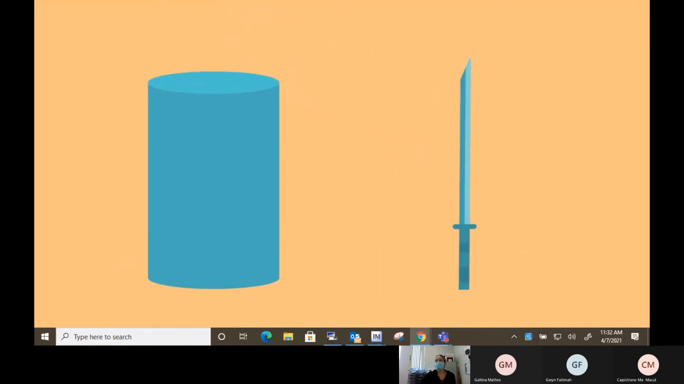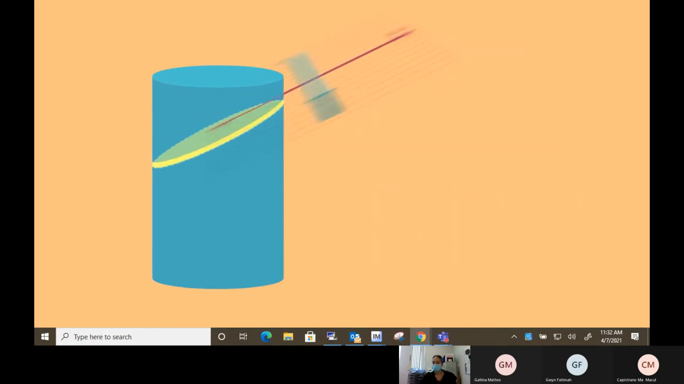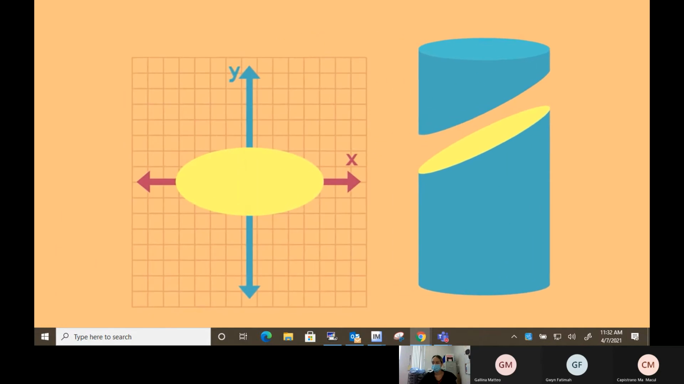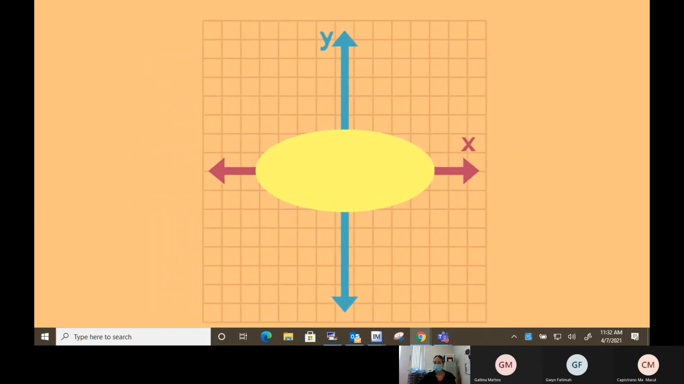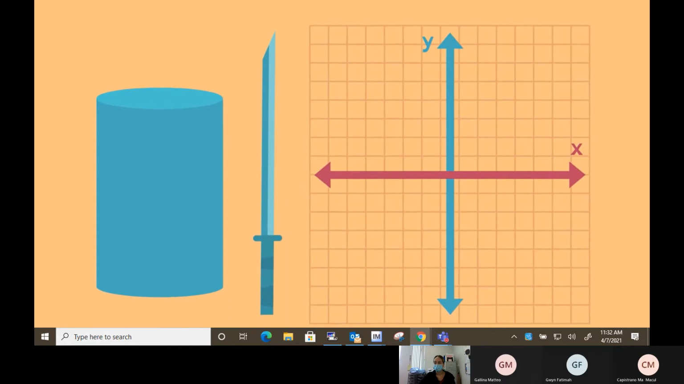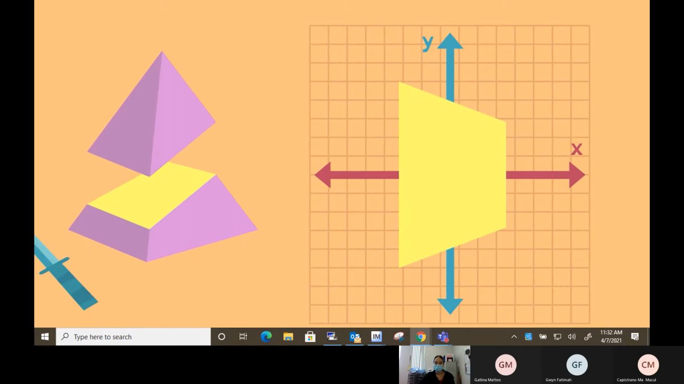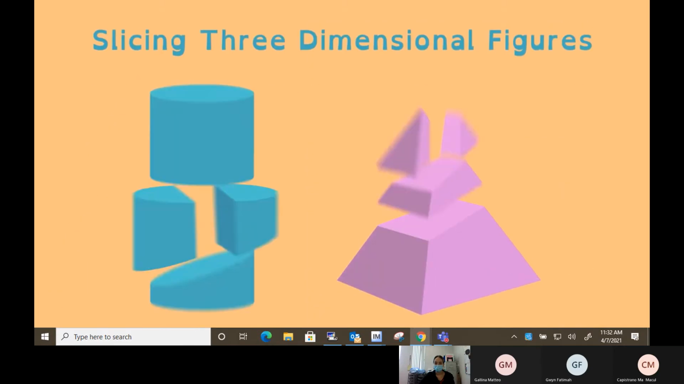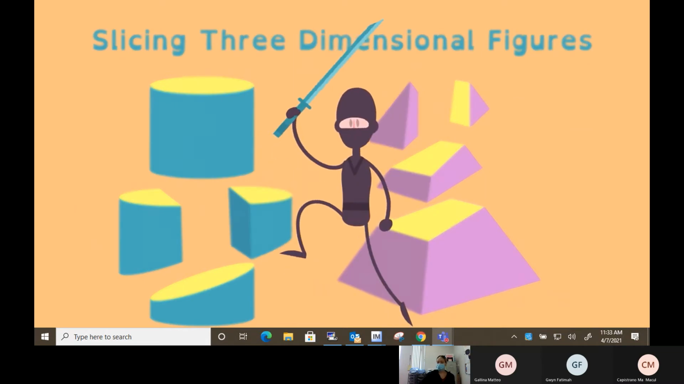Remember, you're slicing a solid, three-dimensional figure with a geometric plane. You can slice in any direction. Just keep in mind that shapes can look different when you look at them from different angles. So orient the cross-section on the geometric plane. Slicing diagonally can produce different shapes, such as an ellipse or a trapezoid. Understanding the two-dimensional shapes that result from slicing solid, three-dimensional figures is important for geometry and ninjas.